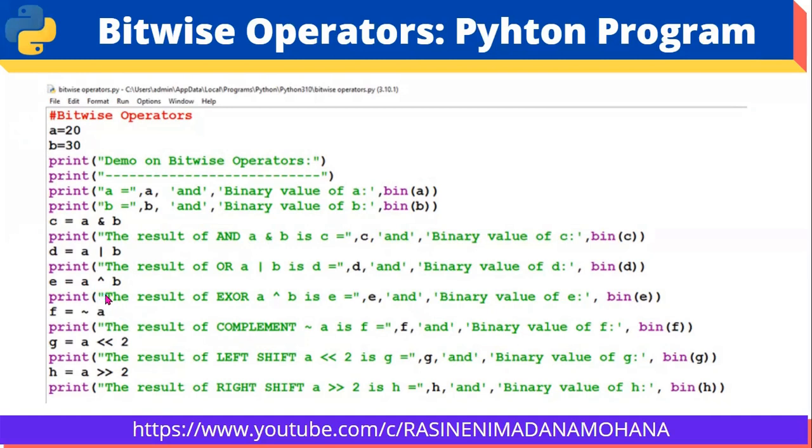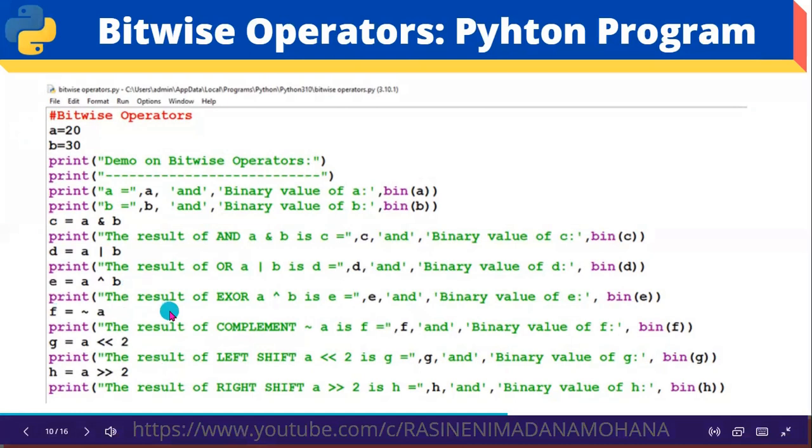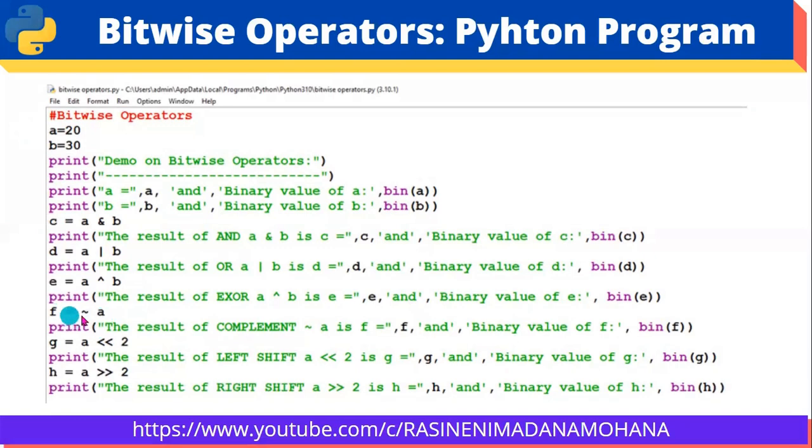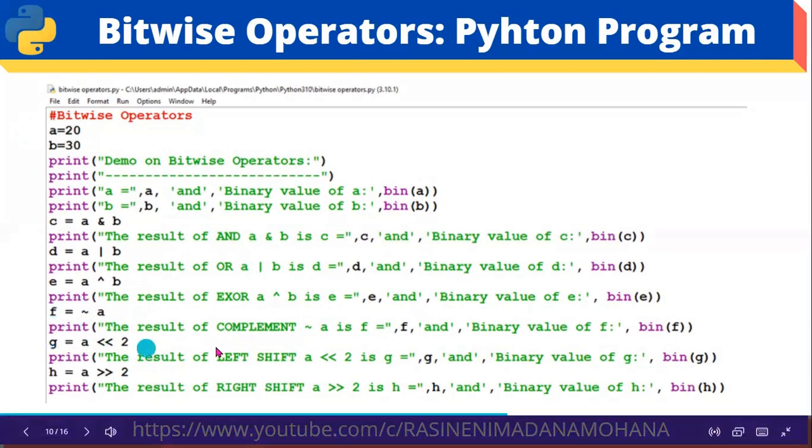Theoretically, whatever example we explained, let us see the result, how this will be executed and what results will be displayed. The next one is the binary or bitwise complement. Use this symbol. So this is the bitwise symbol. The complement of a is stored in f, then the binary value of f. Then left shift, that is stored in g. g equal to a left shift by 2, 2 cells shifting towards the left.